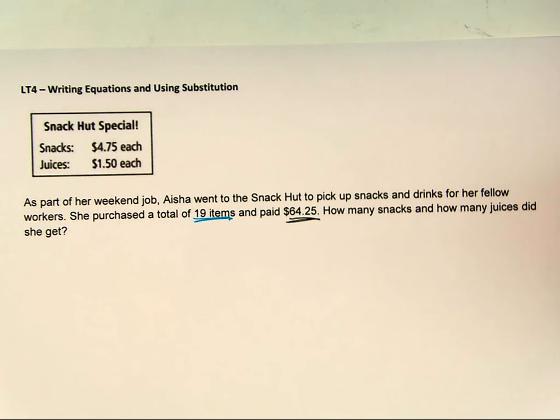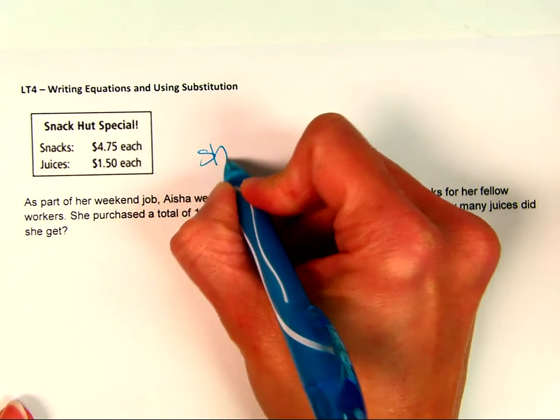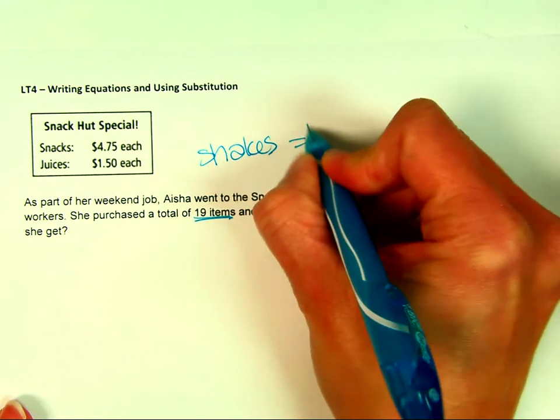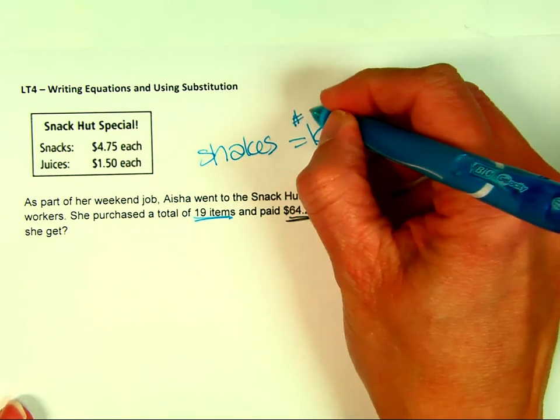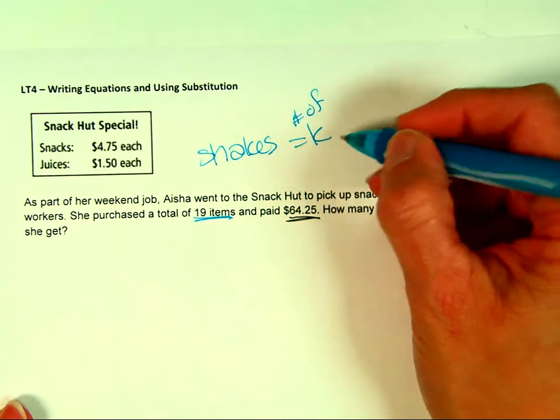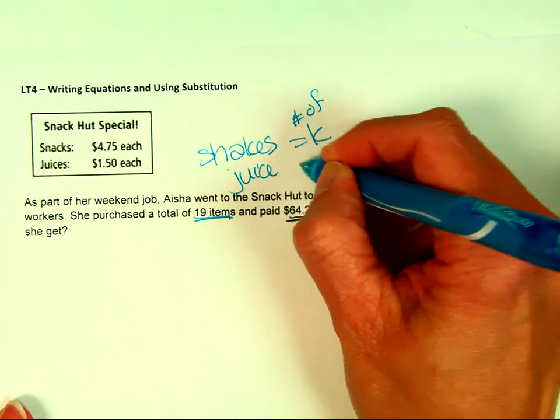So we're going to have to set up what we want to call snacks and juices. I'm going to call snacks K. So this is going to be the number of snacks, that's going to be K. The number of juices, I'm going to call J.